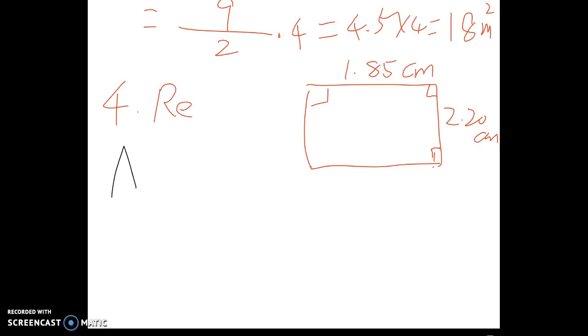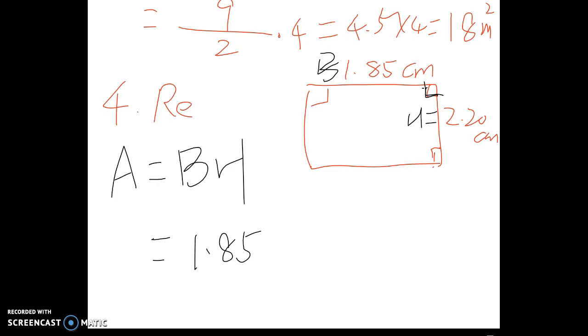So the area of rectangle is base times height as well. And we can take either one as the base or the height, provided we have this right angle. So we can say this one is base, this one's height. And then 1 and 8/1000 times 2 and 2/10. So is that okay? I just ignore that 0 here. Yes, very good. We can, because 20/100 is the same as 2/10.